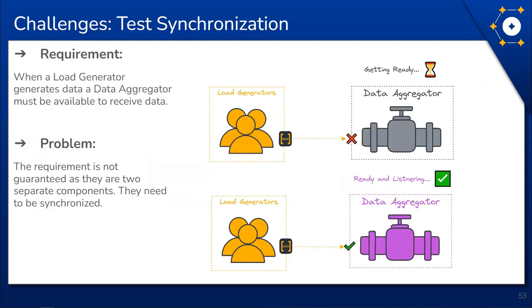Furthermore, our architecture demands the existence of an additional component in our remote regions, the data aggregator. This component receives data from the load generators for further processing. In the diagram, we illustrate a load generator sending data to an aggregator that's still getting ready. Since the data is not ready to be received, it is dropped. As load generators and data aggregators are separate components, this could happen without proper synchronization.